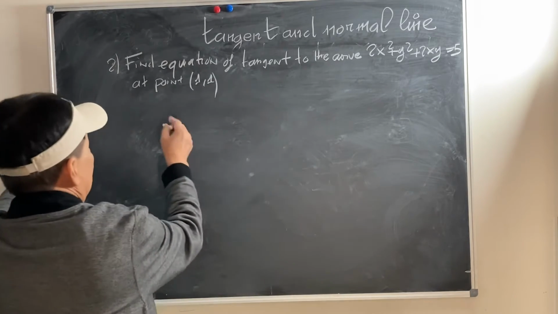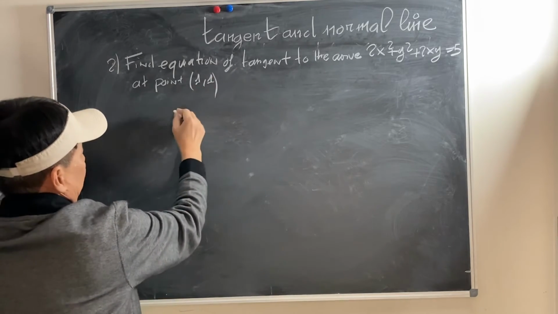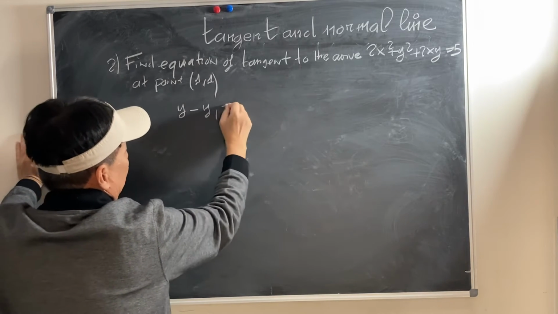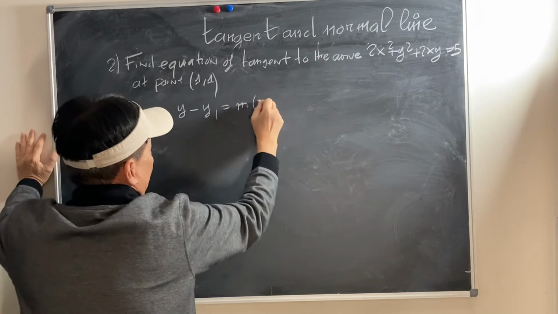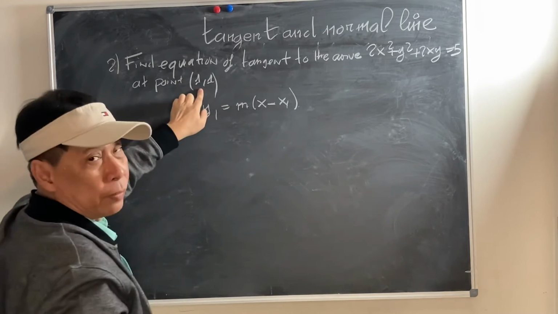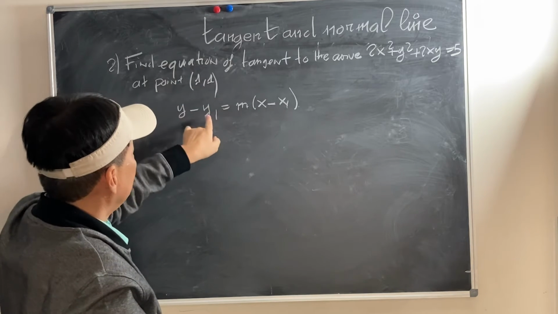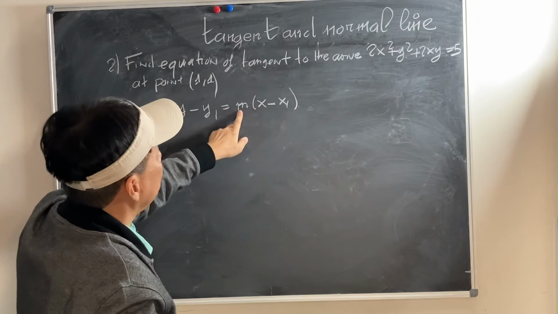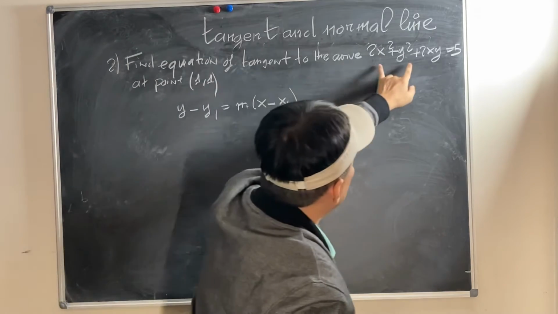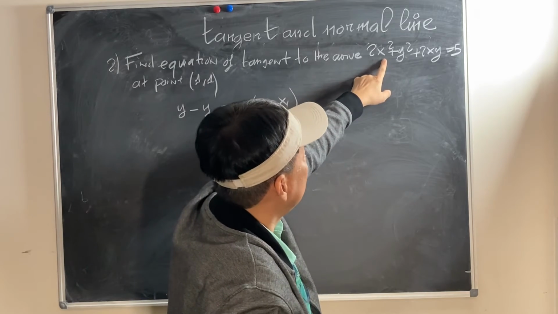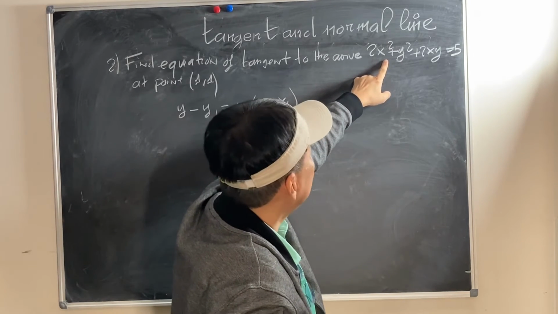Okay, so similarly, we will find it. We will write the formula of the tangent: y minus y1 equal m times x minus x1. Okay, so we have the point right here, y1 and x1. We just need to find the slope. The slope is the derivative of the equation. Okay, the derivative is not explicit for y, so we need to take implicit differentiation.